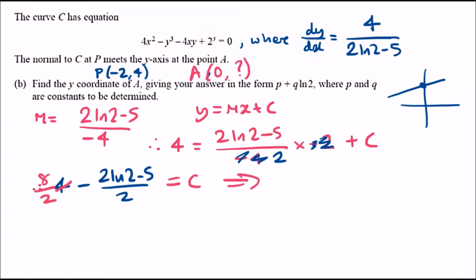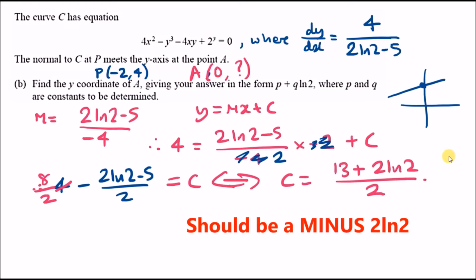And therefore, we can say now that c is equal to 8 minus 2 log 2 minus 5. So 8 minus -5 will give us plus 5. So 8 plus 5 is 13. So it'll be 13 plus 2 log 2 over 2. Not bad. Not bad at all.